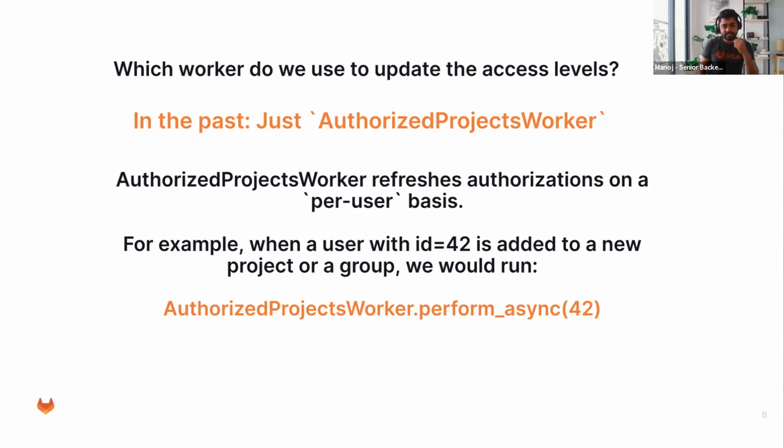So as an example, when a user with ID 42 is added to a new project or a group, we would usually run AuthorizedProjectsWorker.perform_async(42), and that will do the calculations, figure out if the user with ID 42 needs access to any new projects, or has lost access to any project, and we remove and add project authorization records, those rows in that specific table, as necessary. So that is what we are used to, and we now call this the legacy system because we have something new to do this. So when you say the legacy worker, you can imagine it is the authorized projects worker that we are talking about.